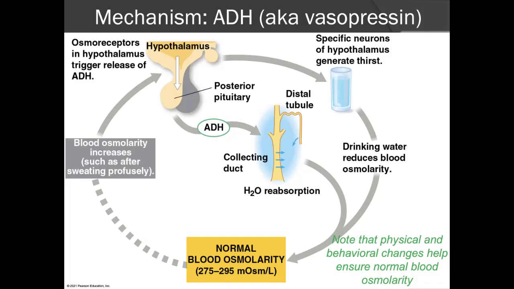Also note that there is a behavioral response that occurs as well. When osmoreceptors in the hypothalamus are triggered, this will then lead to the generation of a thirst behavioral response. This will typically lead to an increase in water consumption. As a result, there is a twofold increase in water, through the consumption of water and through the resorption of water through the collecting duct.